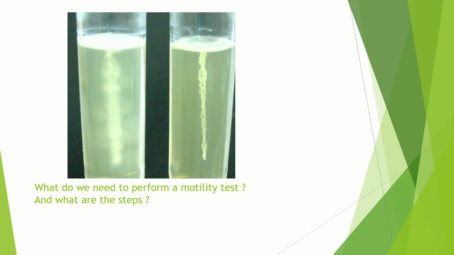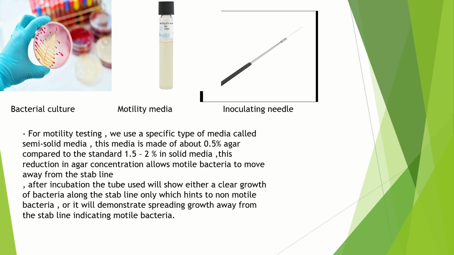What do we need to perform a motility test, and what are the steps? For a motility test, we need a bacterial culture, a motility media, and an inoculating needle. For motility testing, we use a specific type of media called semi-solid media. This media is made of about 0.5% agar compared to the standard 1.5 to 2% in solid media. This reduction in agar concentration allows motile bacteria to move away from the stab line.